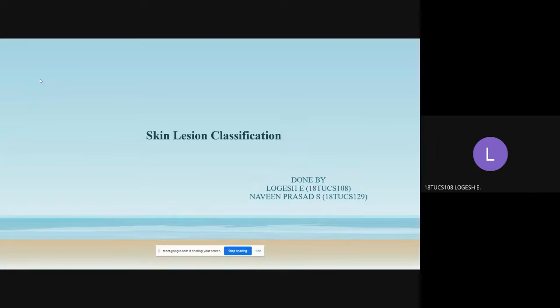This is our project. So, who have guided you? Kalpana ma'am. You have to mention their name, no? Guided by Miss P. Kalpana. So you have to mention that, okay? Yeah, ma'am, we'll do it. Our project is about skin classification done by myself Lokesh and Naveen Prasad.